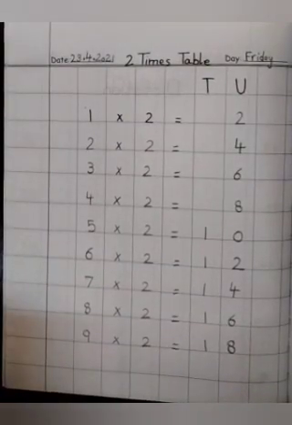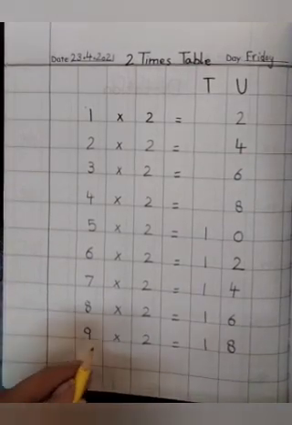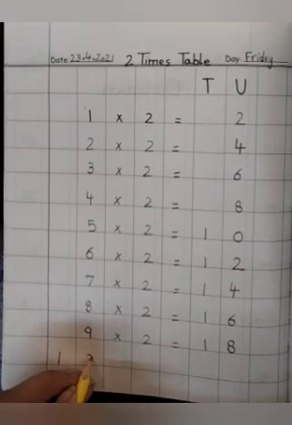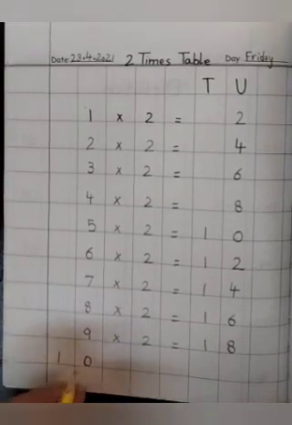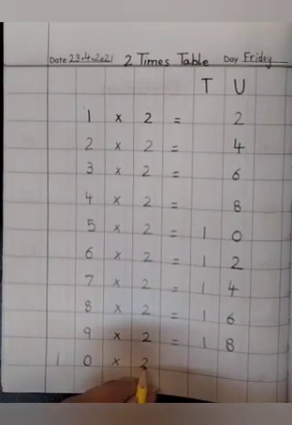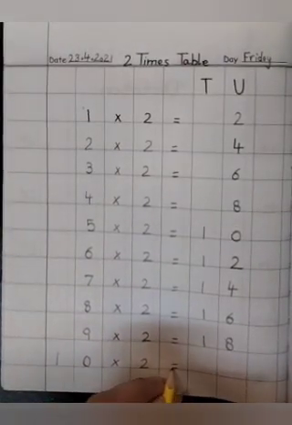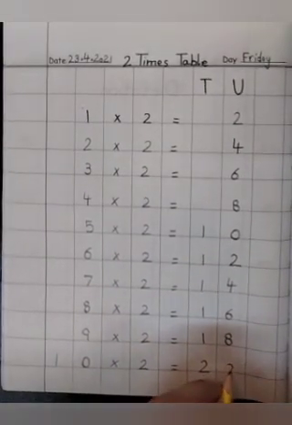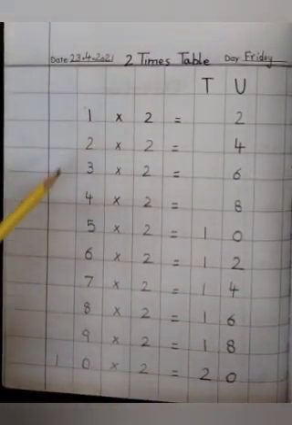Very good. Now after 9 which number will come? 10. So we will write down 10 like this. We will write down 1 in that box and 0 in that box. So 10 times 2 is, can you tell me? 10 times 2 is, yes, 20. Very good. So here we will write down 20. So dear children, this is your 2 times table.